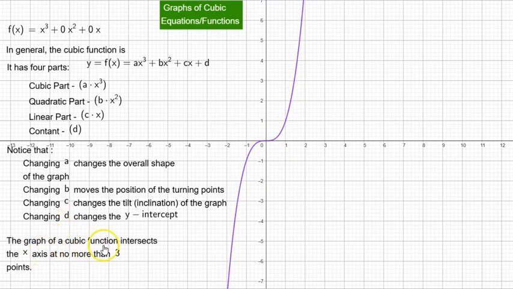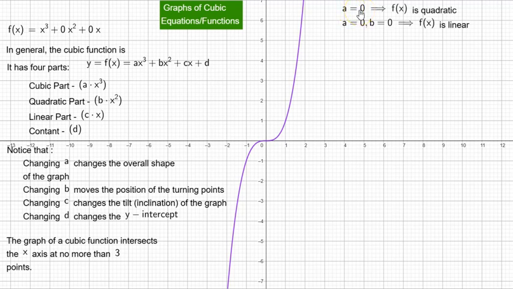Now, the graph of a cubic function intersects the x-axis at no more than 3 points. As of now, it is intersecting the x-axis at only 1 point. Later on, I'll show you when it intersects more than 1 point.